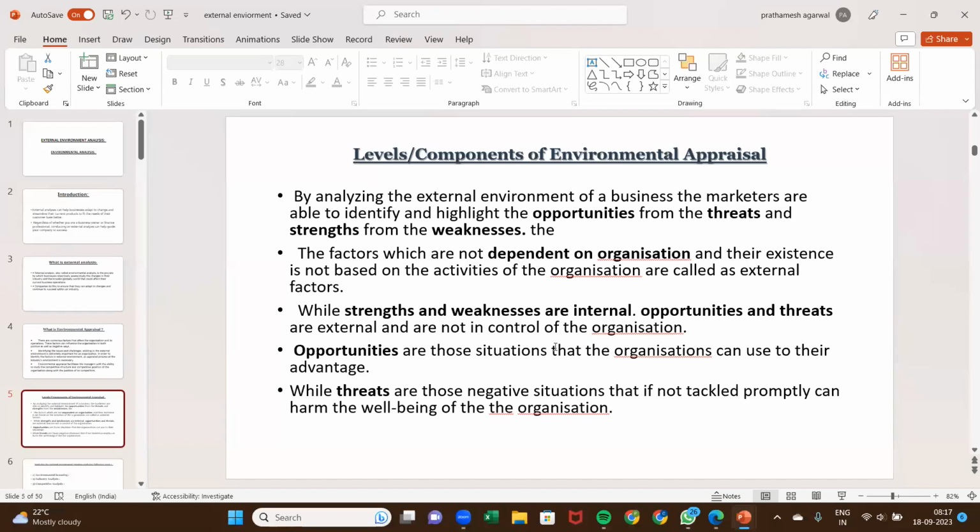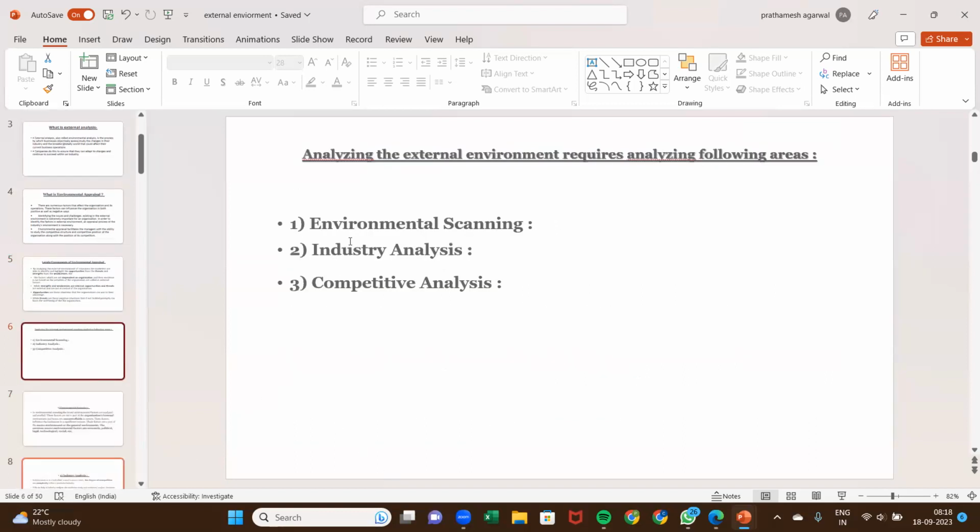Now, opportunities are those situations that the organization can use to their advantages, right? Opportunities can be used to their advantages, while threats are those negative situations that, if not tackled properly, can, I think I've repeated this on Friday, if not tackled properly, can harm the organization. Now, analyzing the external environment requires environmental scanning, industry analysis, and competitive analysis. So, the external environment will be studied on these three components or parameters.